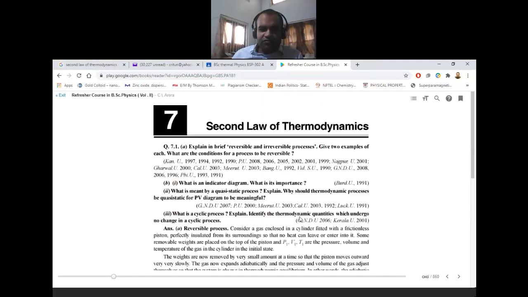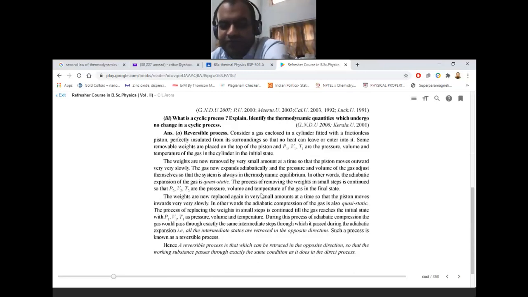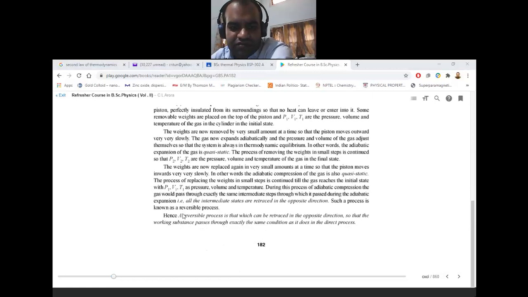So I suggest all of you to take pen and paper with you, so that you can make some important points. Okay, so reversible process, irreversible process. Very important concepts of thermodynamics, reversible process. So let me read the definition first, and then we go to the details. Here is the definition at the last line of this paragraph.